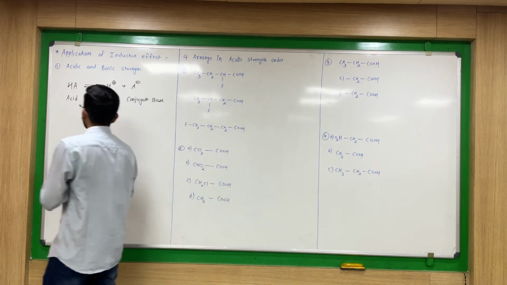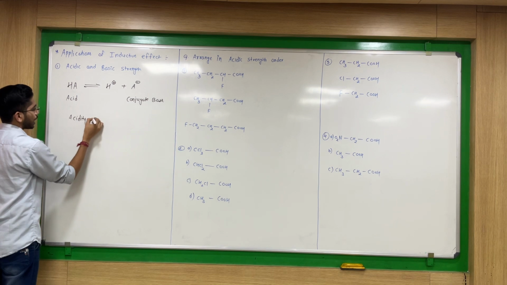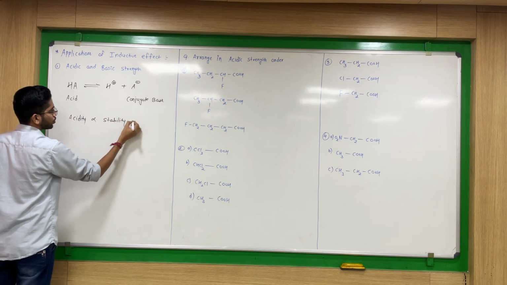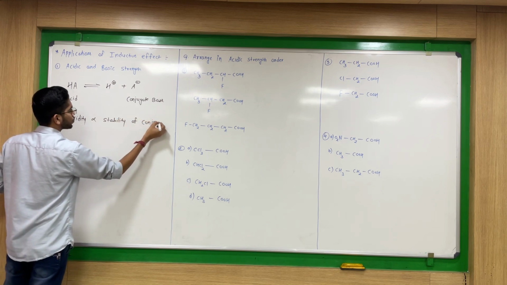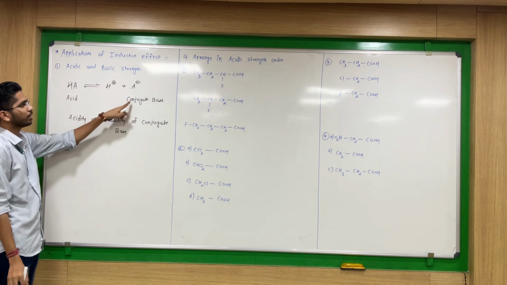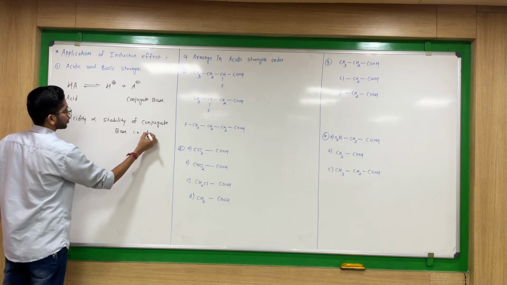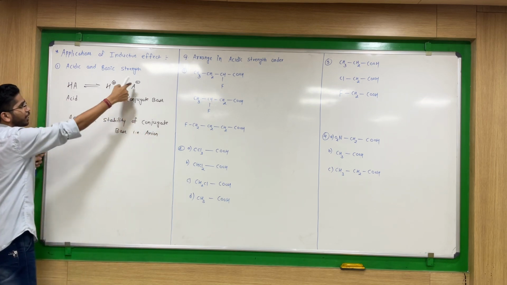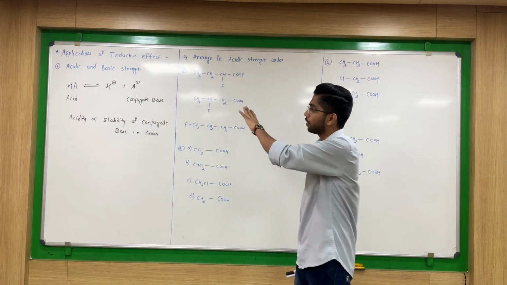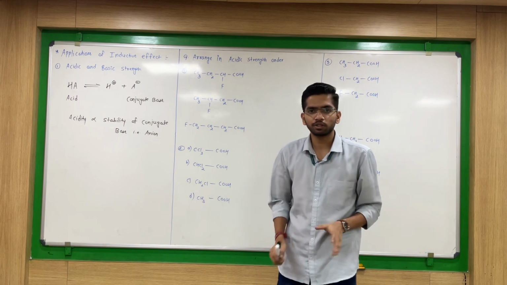So I can say here acidity, or acidic strength, is directly proportional to the stability of the conjugate base. And that conjugate base is what? It is an ion having negative charge, so can I say anion? That is an anion. So now here, the stability of A minus. I have a charged species here. Now in inductive effect, in the previous part we have seen that whenever we have charged species, to find out stability we have to decrease the charge on that particular charged species.